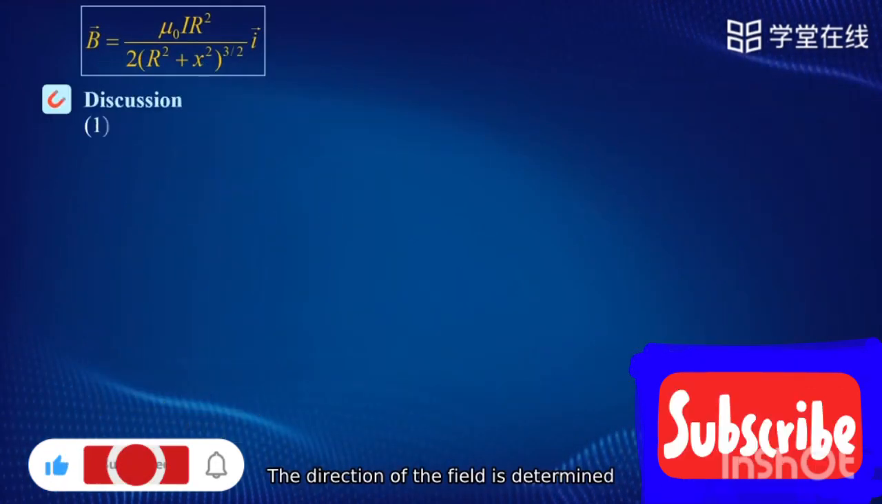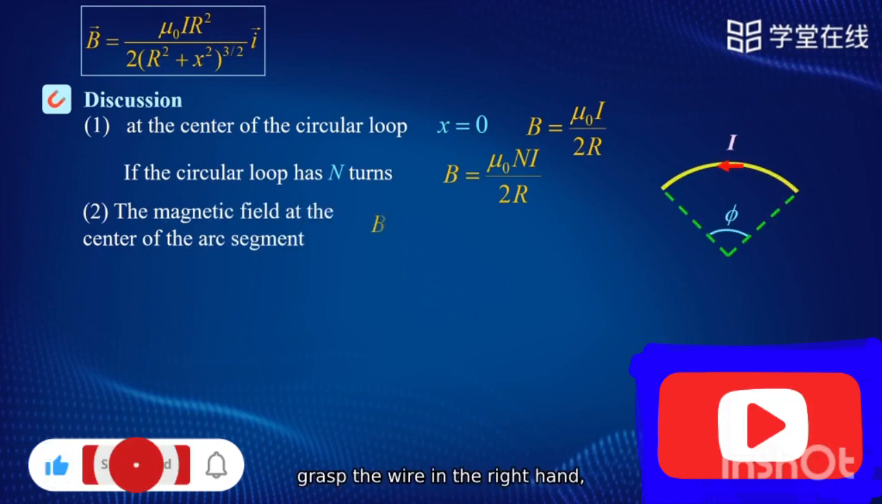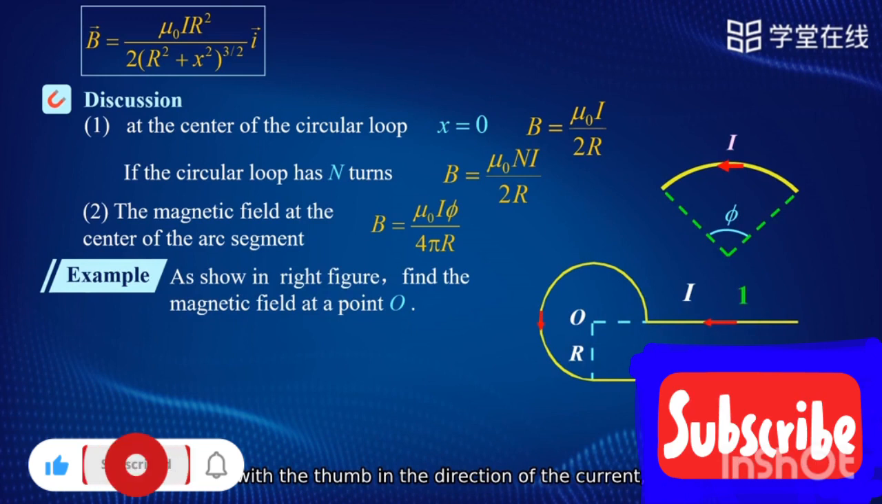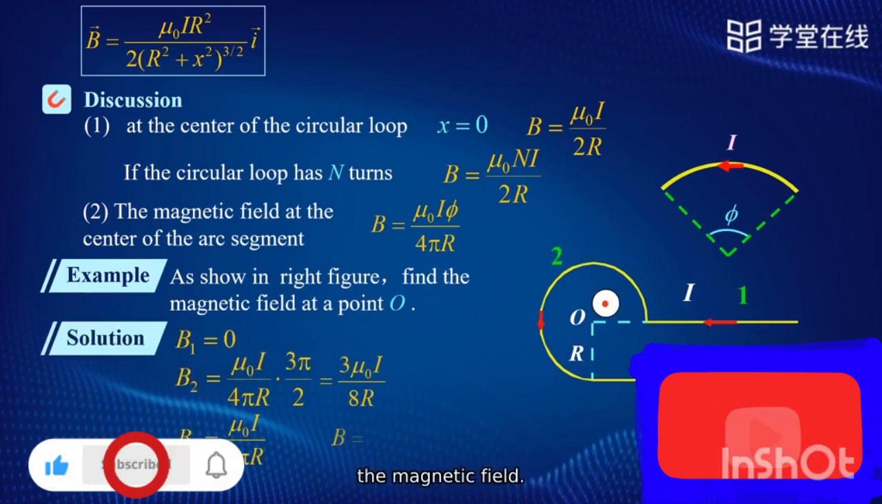The direction of the field is determined by the right-hand rule. Grasp the wire in the right hand with the thumb in the direction of the current, and the fingers curl in the direction of the magnetic field.